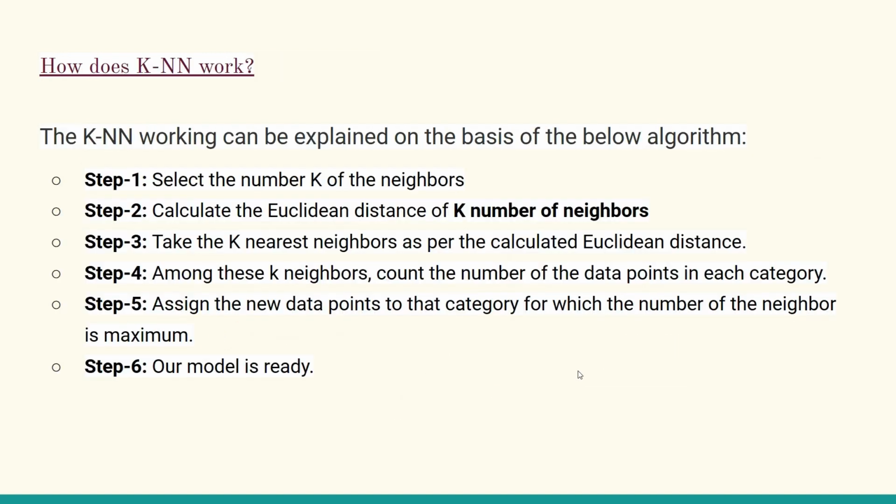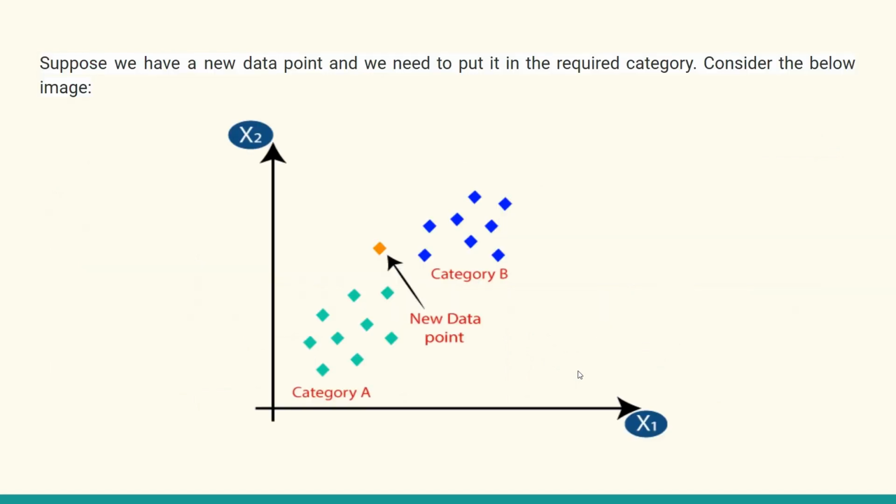Steps involved in the KNN algorithm. First, we should select the number k of the neighbors. After that, we should calculate the Euclidean distance of k number of neighbors. In step 3, take the k nearest neighbors as per the calculated Euclidean distance. Step 4, among these k neighbors, count the number of data points in each category. Step 5, assign the new data point to that category for which the number of neighbors is maximum. Step 6, our model is ready.